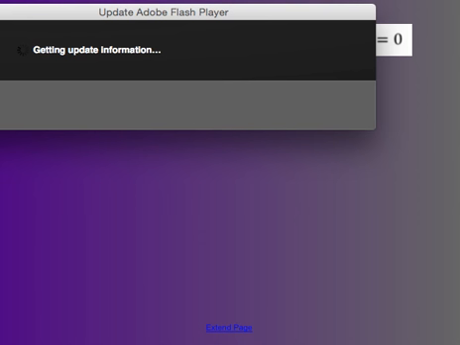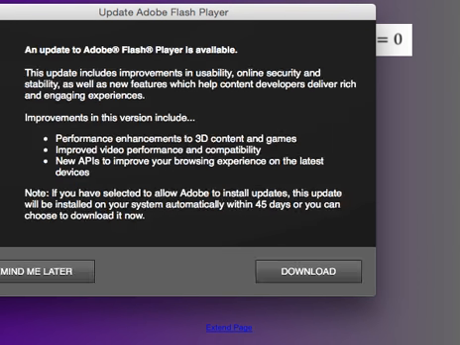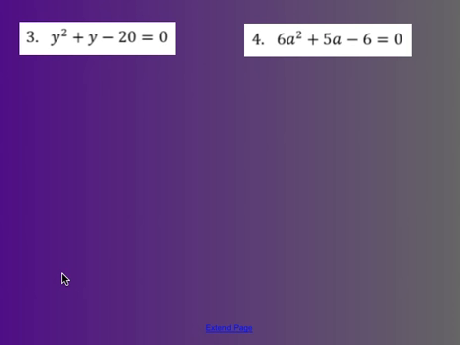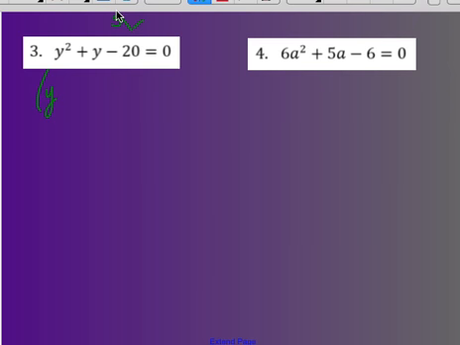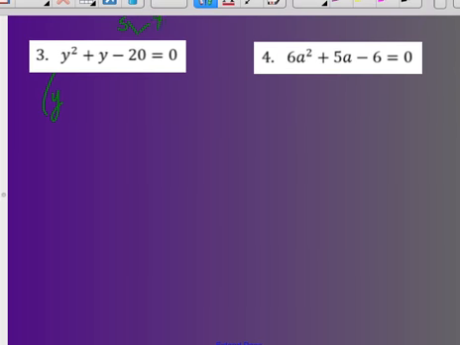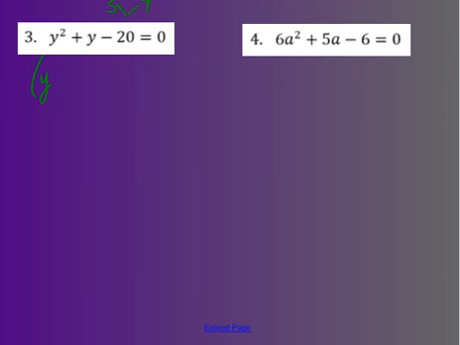So if I try to make this more difficult on you, we're going to have things like y. If I guess and checked, 20 is pretty easy. I would get 5 and 4. I'm not too worried about that yet. So 5 and 4. So I would say it has to be y plus 5 and y minus 4 equal to 0. Make sure if I ever do anything wrong in the notes, just tell me. I'll fix it next time.